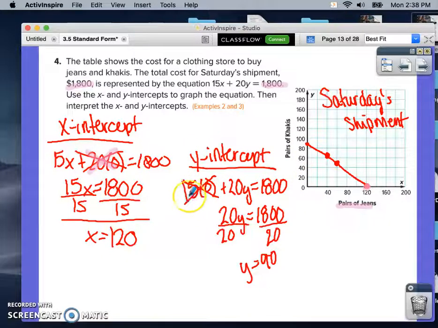Y-intercept, I'm going to replace x with 0, so that goes away. 20y = 1800. Divide both sides by 20, I get y = 90. That means that I could buy 90 pairs of khakis, but I wouldn't buy any pairs of jeans. All these numbers on this line, I should say, all these dots, like here and here, are all combinations of numbers of jeans you can buy with the number of khakis you could buy.